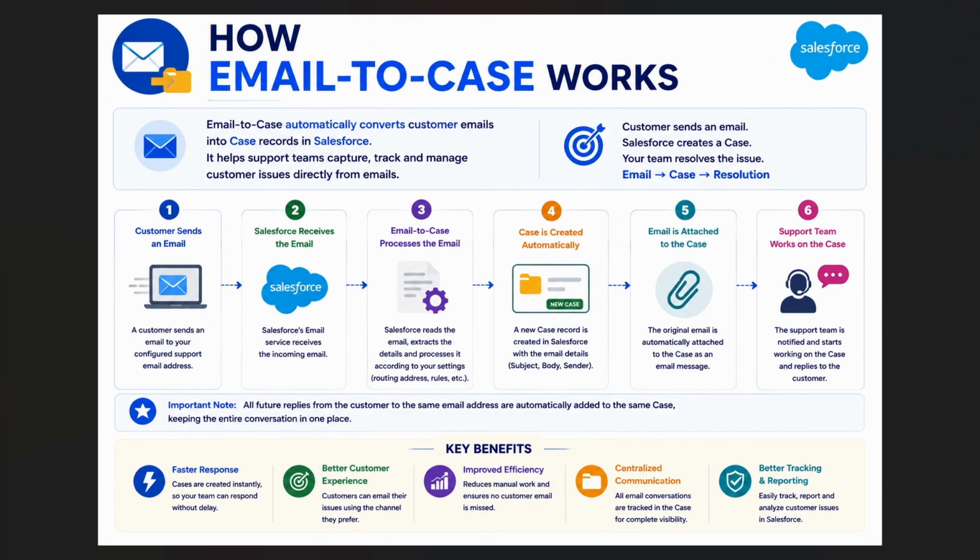Now let's see how email to case works. The process is very simple. First of all, a customer sends an email. After that, Salesforce receives that email. Email to case processes the message and creates a new case record in the Salesforce org, and the email becomes part of the case. The support team starts working on the issue. So that's how email to case works. Every future reply from the customer is automatically added to the same case, keeping the conversation in one place.